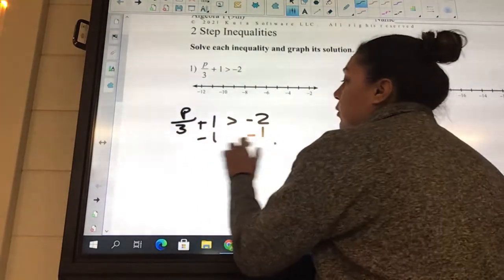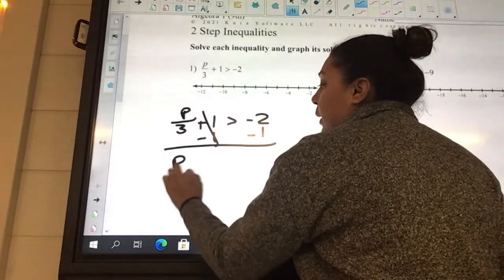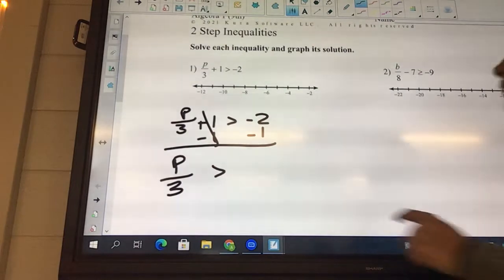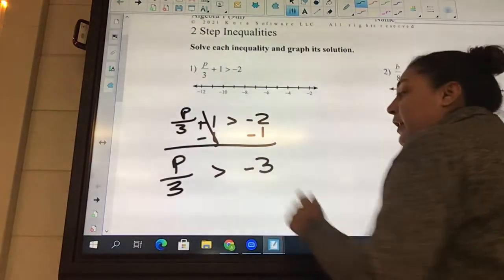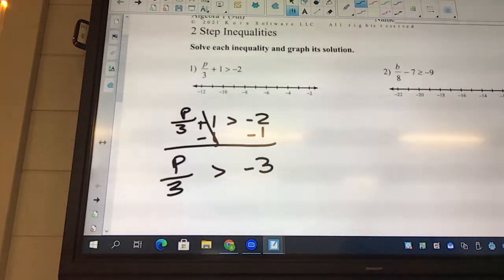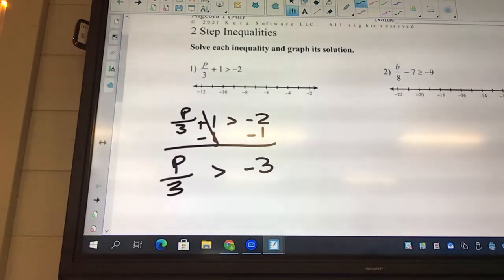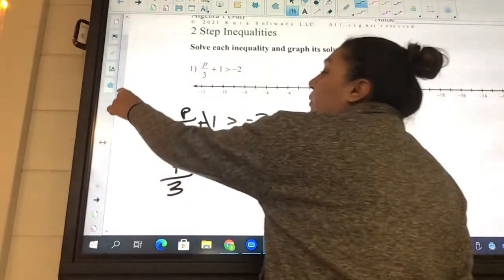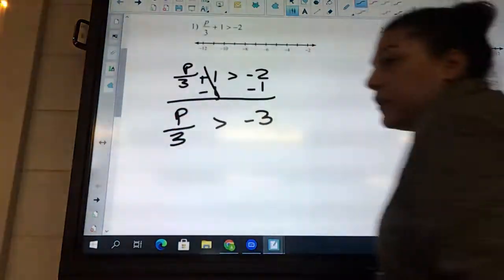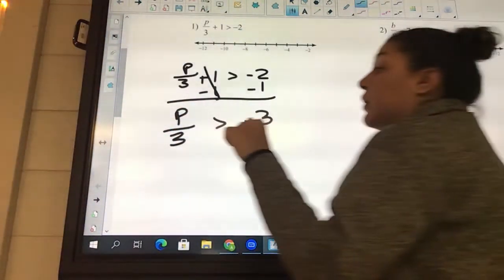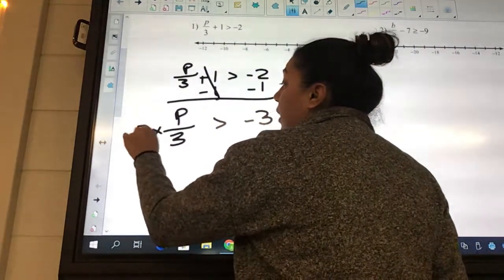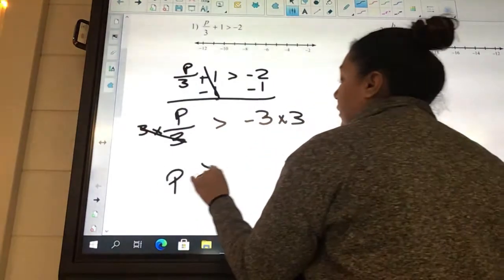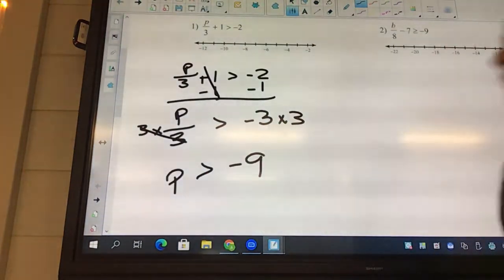Minus one, minus one. Okay, so I have P over 3. Negative 2 minus 1 is going to be negative 3. And then what? I'm still trying to solve for P. How do I move this 3? It is divided, so what do we need to do? Multiply by 3. It's going to be negative 9.